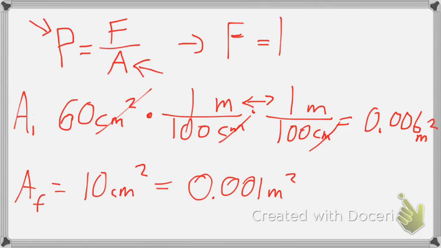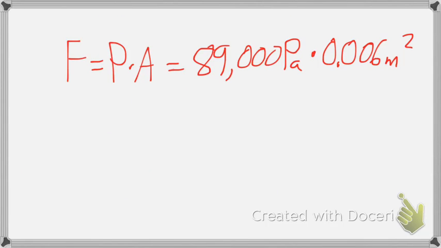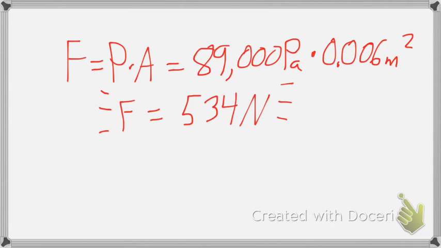Well, that's just going to be pressure times area. And that'll turn into 89,000 pascals times 0.006 meters squared. That gets me a force of 534 newtons. Now, this is a downward force she's exerting on the ground because of gravity's pull on her. So that force is going to stay constant, no matter if she changes shoes or not. She doesn't change her weight by changing her shoes. If only the world were that simple.